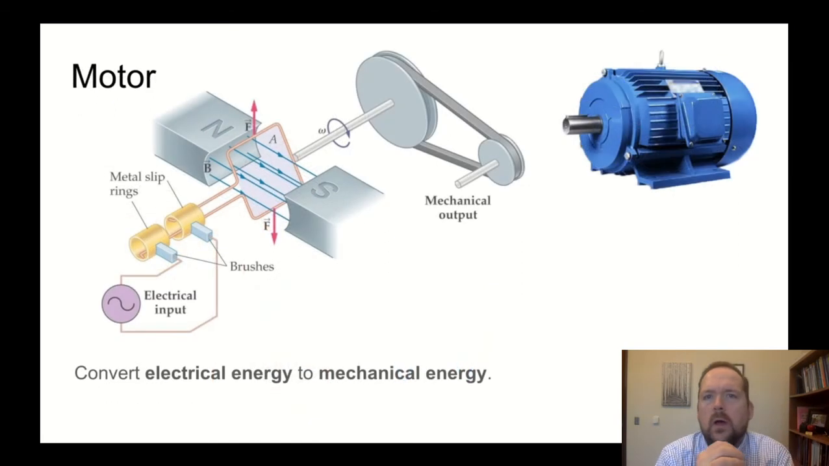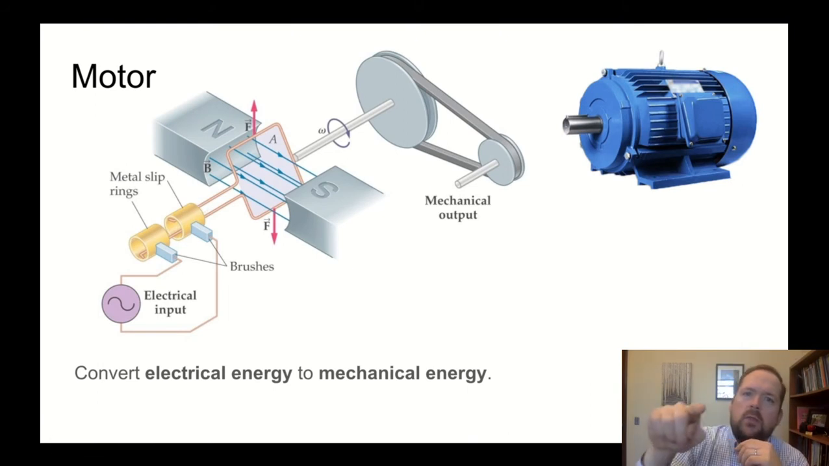The other flip of this is an electric motor. A generator takes mechanical energy and converts it to electrical energy, while a motor takes electrical energy and converts it over to mechanical energy. So if I take my alternating current that I've produced somewhere and feed it into this system from this end, that will send a current through the coil that's in the middle of the magnetic field.